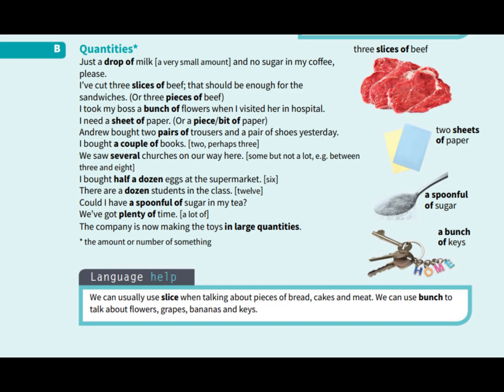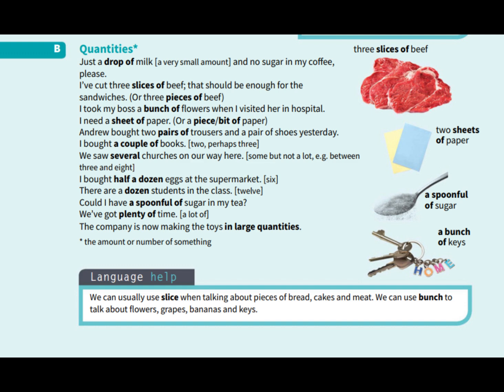B. Quantities. We use different expressions to describe particular amounts or numbers of things. A drop is a very small amount of liquid. For example, just a drop of milk and no sugar in my coffee, please. A slice is a thin, flat piece cut from something. For example, I have cut 3 slices of beef. That should be enough for the sandwiches. We can also say 3 pieces of beef.